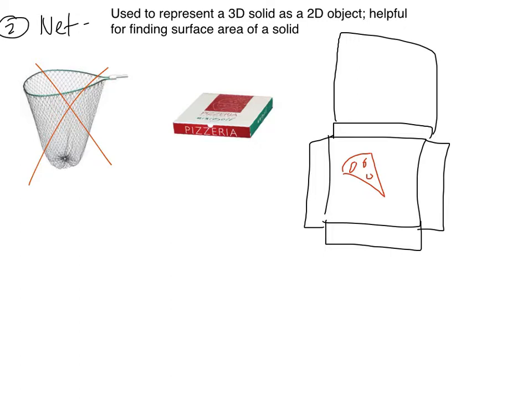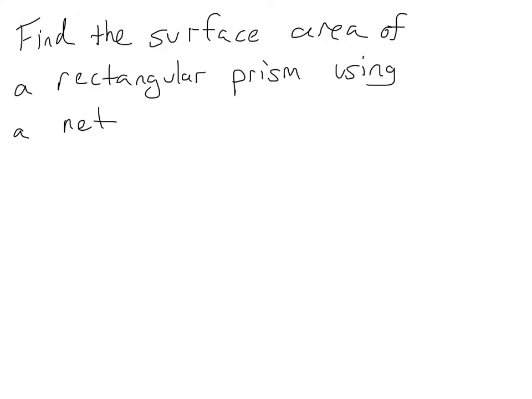Anyway, so that's a net. If you unfold the pizza box, this is exactly what you would get. And this net shows us all the surface area. This square has surface area, this rectangle has surface area, and so on and so forth. So we're going to use a net to find the surface area of a rectangular prism.